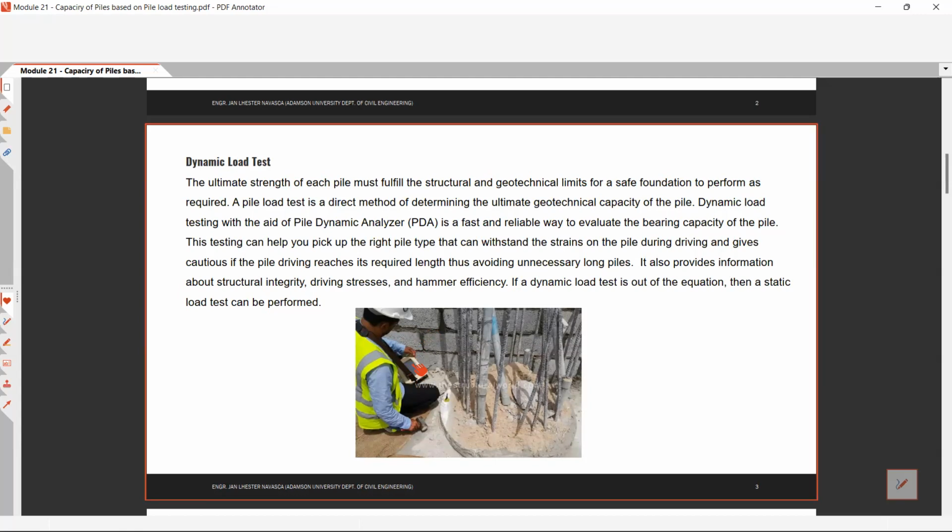This testing can help you pick up the right pile type that can withstand the strains of the pile during driving and give cautions if the pile driving reaches its required length, thus avoiding unnecessary long piles. It also provides information about structural integrity, driving stresses, and the hammer efficiency. And if a dynamic load test is out of the equation, then a static load test can be performed.